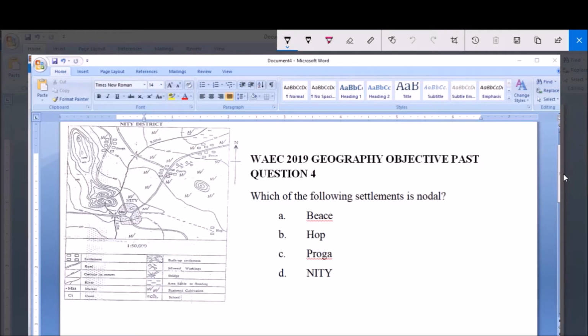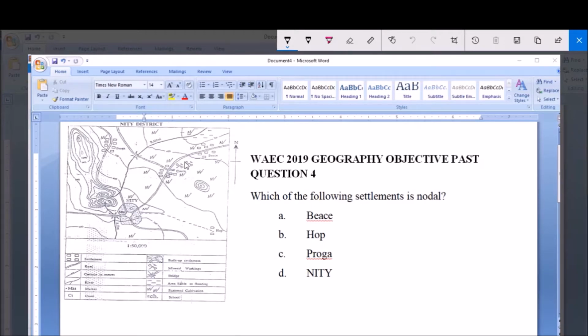I'm going to be answering WASSCE 2019 Geography Objective Past Question 4. Which of the following settlements is nodal? A. Bis, B. Hop, C. Proga, D. Niti. So first we will find these 4 settlements on the map.